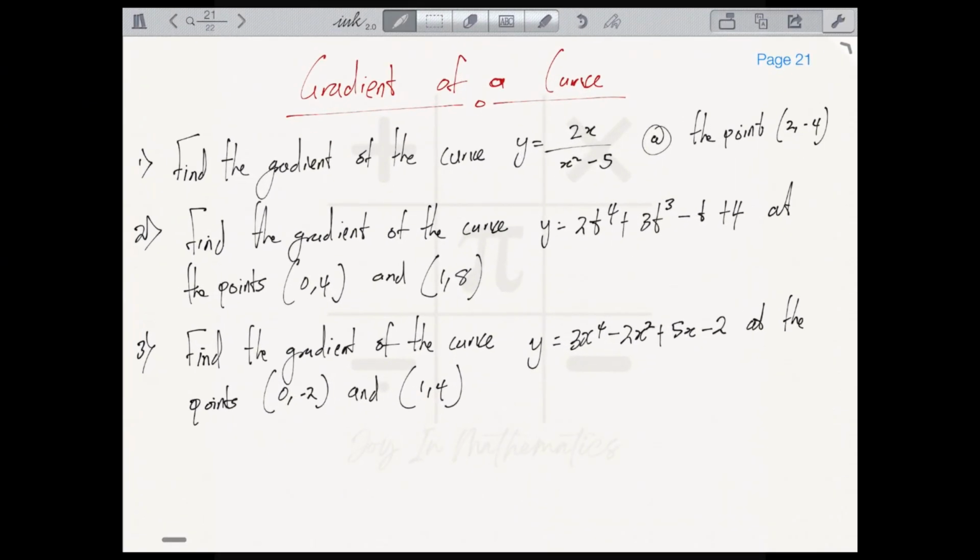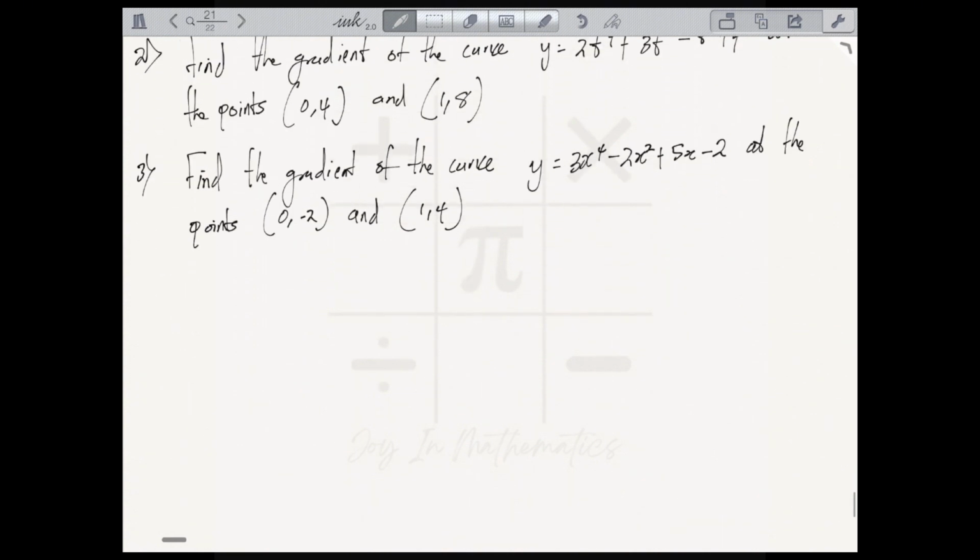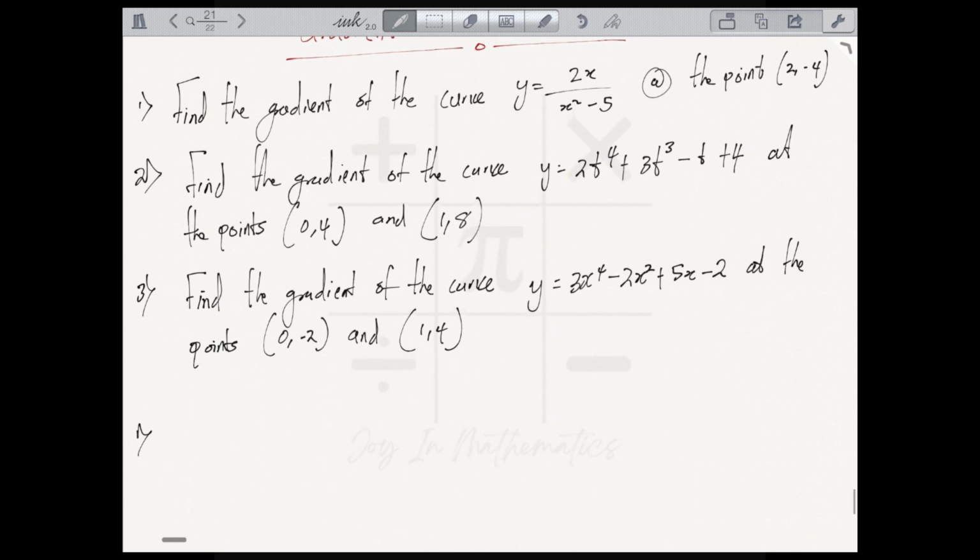When you are asked to evaluate the gradient of a curve, all they are asking us to do is to evaluate dy/dx at that particular point. So let's take these three questions: gradient of a curve of different forms of equations, at various points at which we are going to evaluate that gradient. Number one, we have y is equal to 2x divided by x squared minus 5.